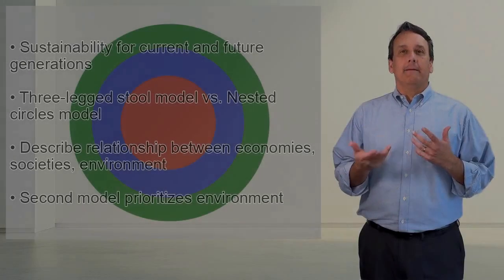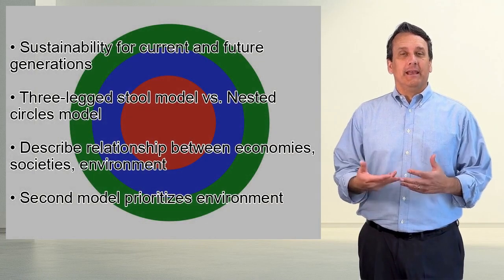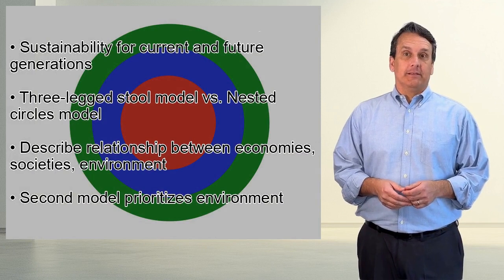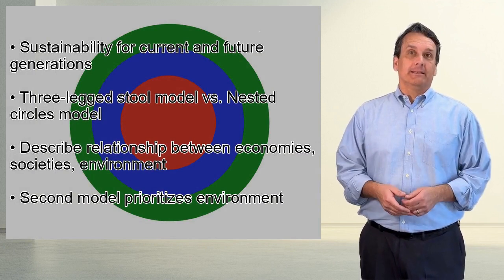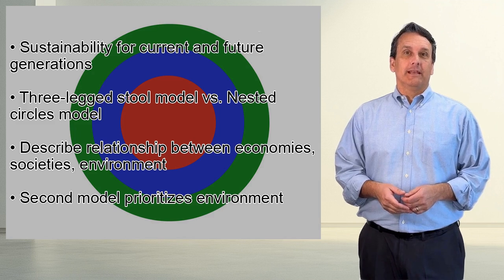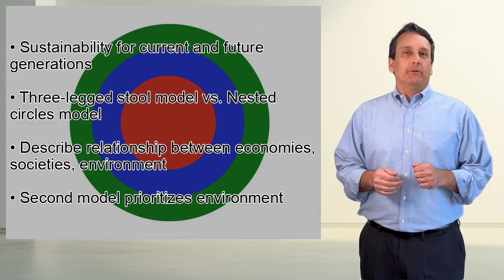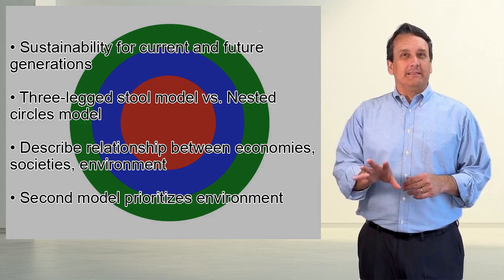In 1987, the United Nations defined sustainability as meeting the needs of the present without compromising the ability of future generations to meet their own needs. Two different models of sustainability that are often used include the three-legged stool model and the nested model.